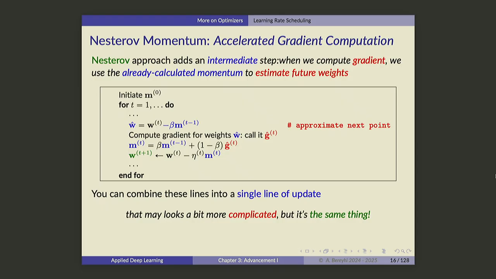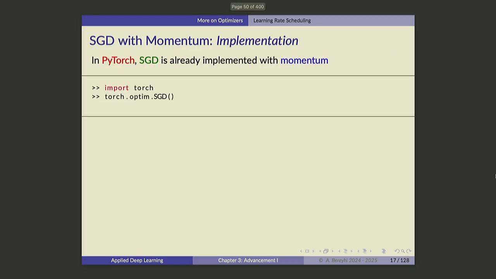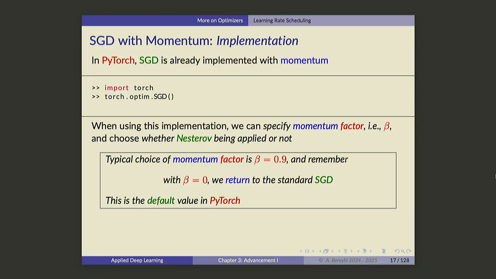So, everybody's clear about Nesterov? Questions? No question? Great. So if you go to PyTorch, you can just use SGD as I told you, and here you have both Nesterov and momentum. Usually the choice for momentum is 0.9. This is a good choice. And one obvious thing is that if you set beta equal to 0 in all those formulations, then you get back to the vanilla SGD, right?